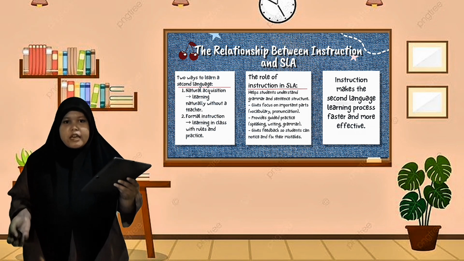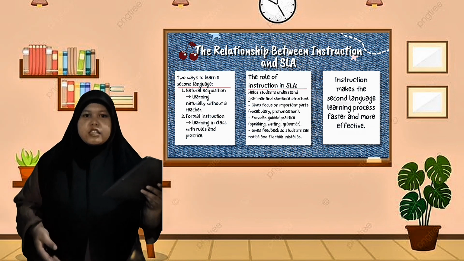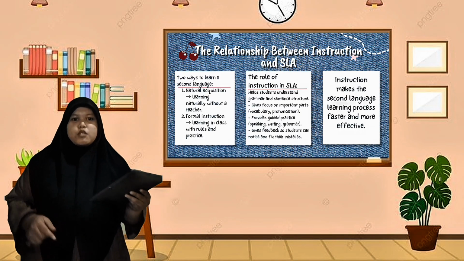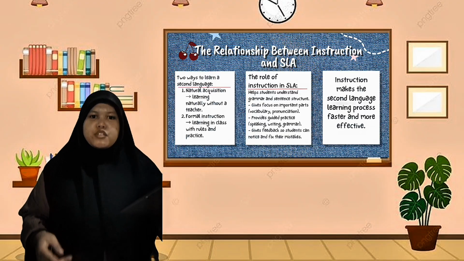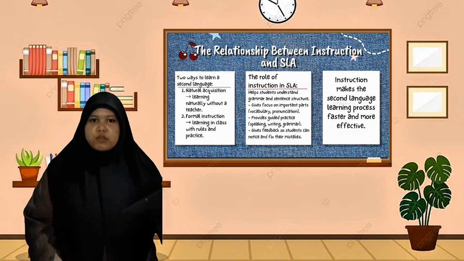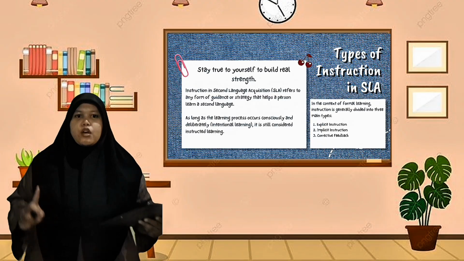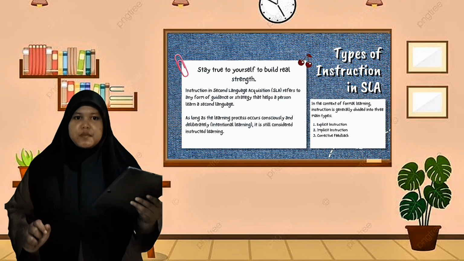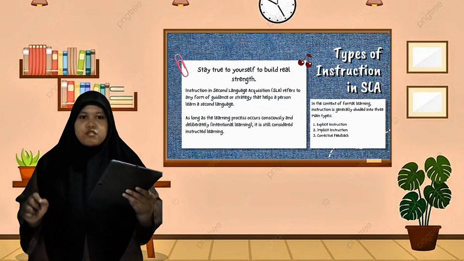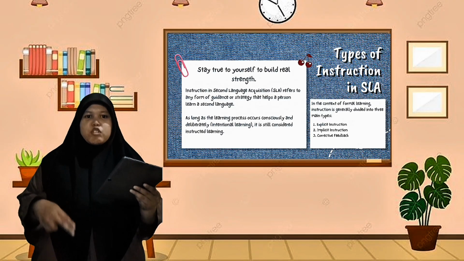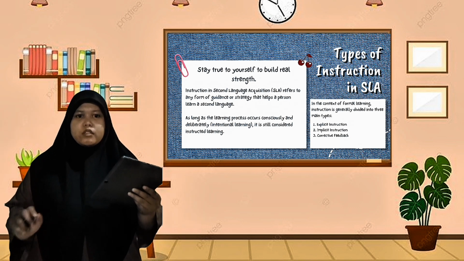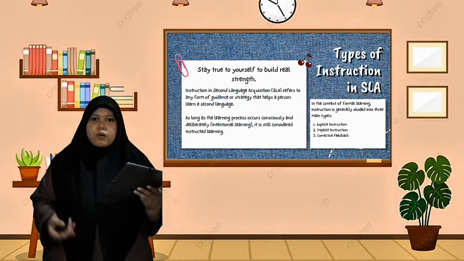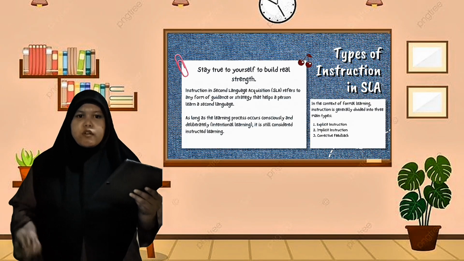But in SLA, instruction is generally divided into three main types. The first one is explicit instruction. This is when the teacher or lecturer gives clear, direct rules. For example, if I say to form the past tense, add ed, that is explicit instruction. The second one is implicit instruction, where the learner picks up language patterns without being directly told the rules. They learn from context, like reading stories or listening to conversations.